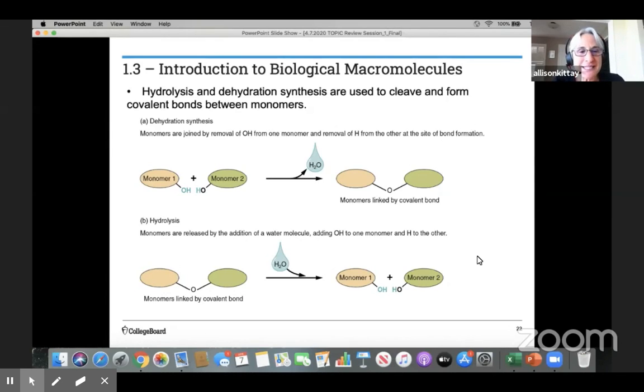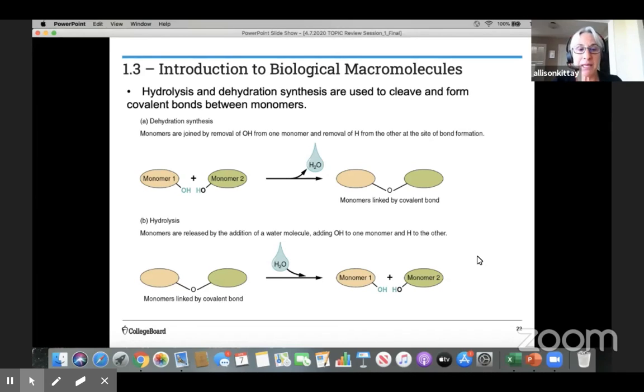Okay, so dehydration synthesis literally means the dehydration or removal of water. And the way this works, if you look at the monomers, you've got a monomer which has a hydroxyl or OH group indicated in blue, and you've got a second monomer which has a hydrogen, showing you it's an OH group, but the hydrogen is in blue.